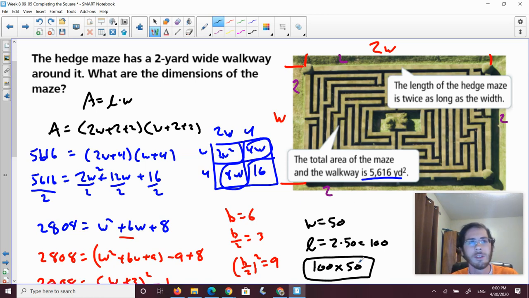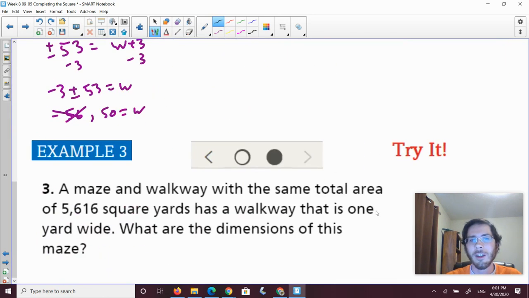We found our dimensions. That was cool. We didn't even need the calculator. Even though we had all those giant numbers. I like this one. All right. Regardless, we're going to go ahead and check out another hedge maze. This time, though, our walkway is only going to be 1 yard wide.